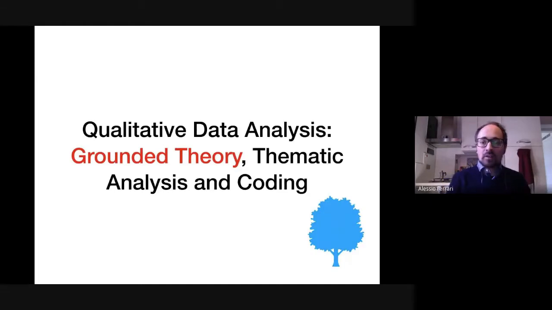So we've been speaking about grounded theory, thematic analysis, coding several times. So now we see what this is about. Up to now we've seen data collection strategies, and now we focus on data analysis activities. So in particular on one strategy that is called grounded theory.